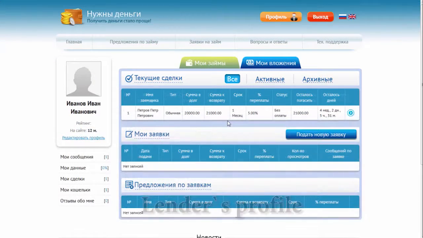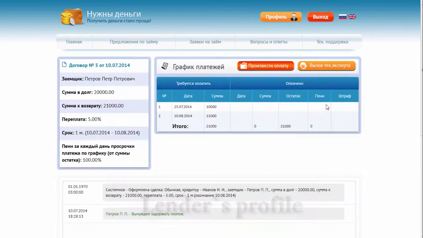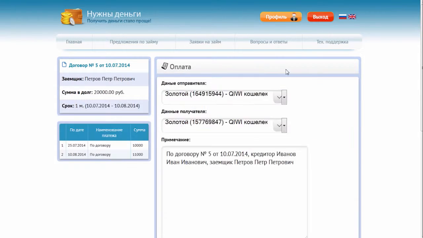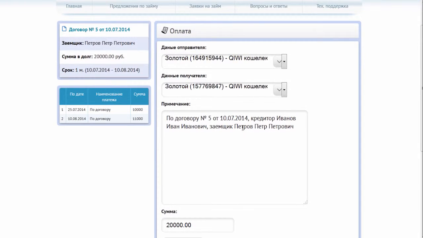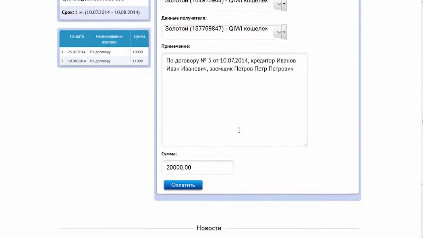We switch to the lender's profile in order to transfer money to the borrower. Now we choose convenient methods of payment and transfer the money.